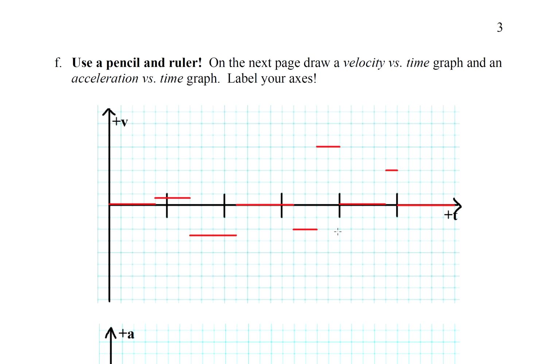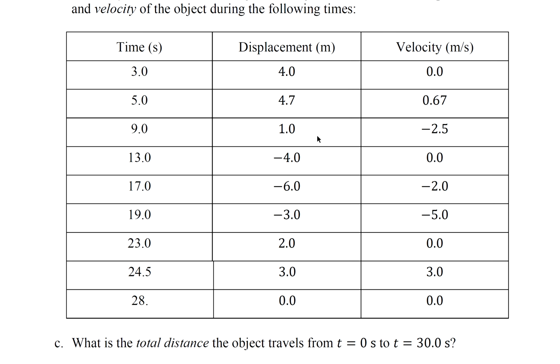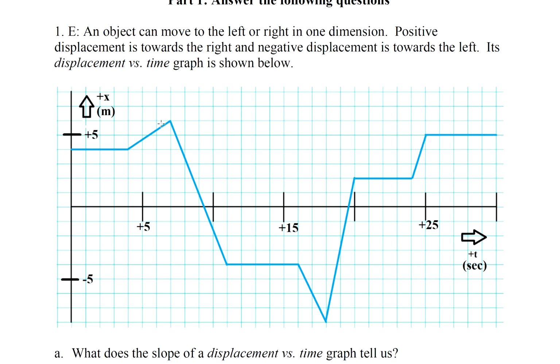Part F. Draw a velocity versus time graph and an acceleration versus time graph. So how do we draw a velocity versus time graph? Well, this is a position versus time graph, so just take the slope. This is 0, the first line, the slope is 0. Then this slope is 2 over 3. Then this slope is minus 10 over 4.